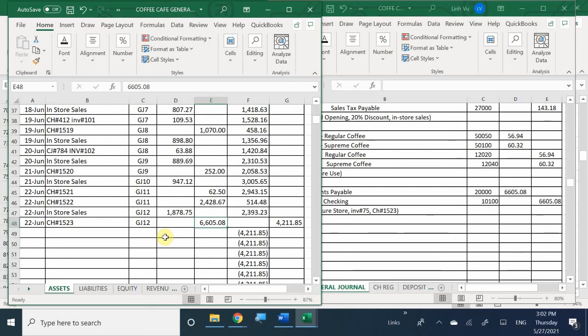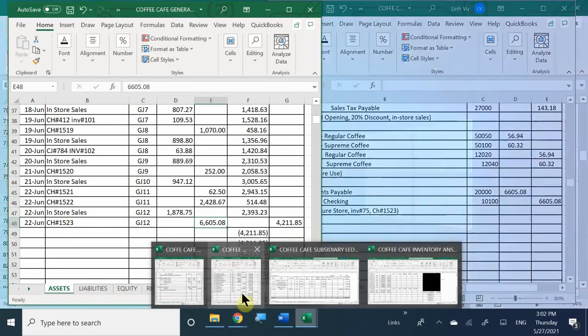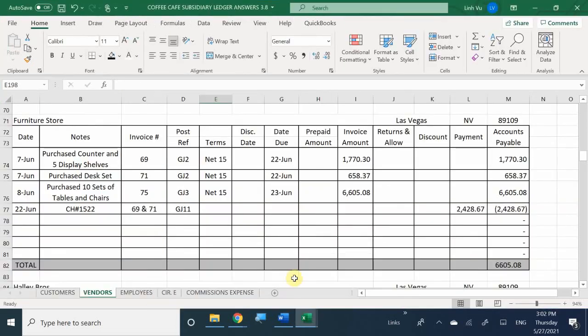So now we want to go to the subsidiary ledger and update it under furniture store, under vendors. Furniture store, 6/22, check number 1523, invoice 75, GJ 12. And I put a payment of 660508, which gives me a zero balance now.